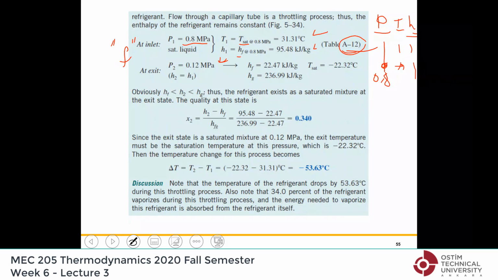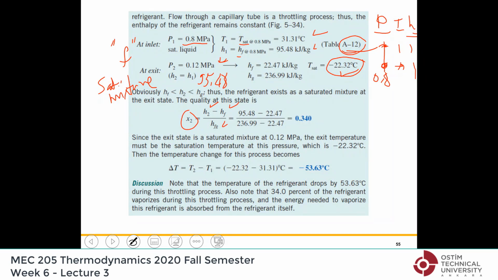So what is the H2 here then? It is also 95.48 kilojoules per kilogram, and the pressure is 0.12. You realize that if you go to 0.12 and read HF and HG, this is in between, meaning you have saturated mixture here. So you read HF and HG, and you also read temperature saturation, which is minus 22. And you know H2, you know HF, you know HFG. You can calculate X2, the quality, which is 0.34, meaning 34% of mass is in vapor form.